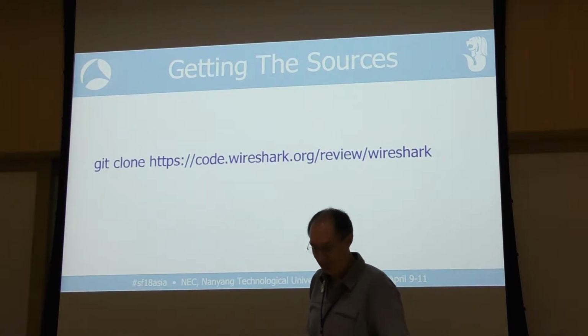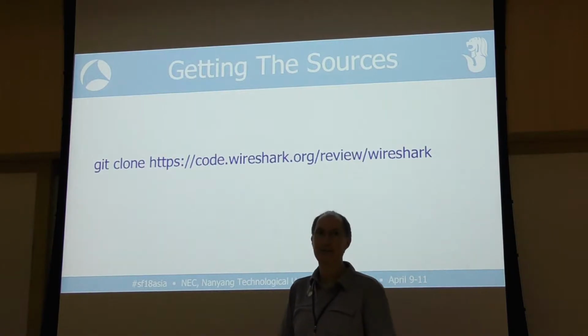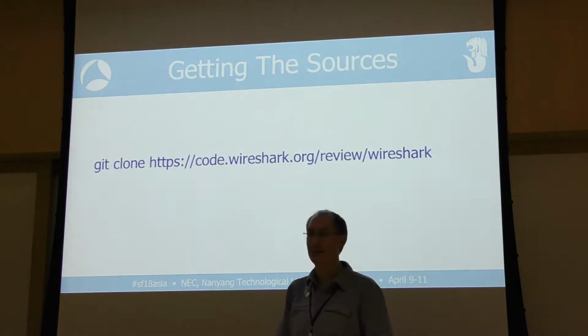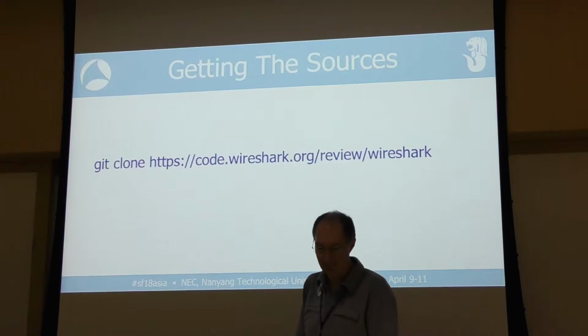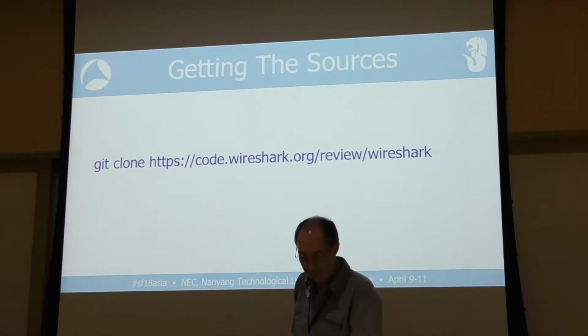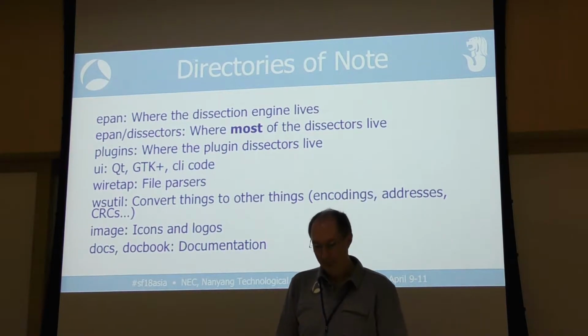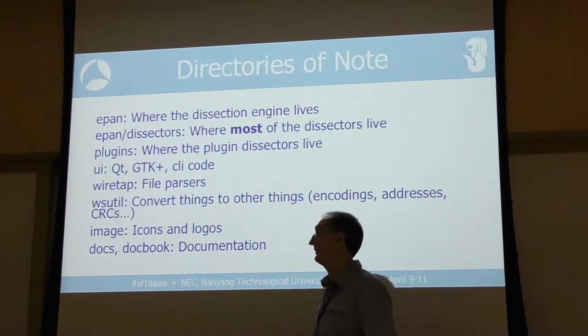To get the Wireshark sources, you can download a source tarball, but we really strongly recommend that you use Git, and this is the standard URL you use to fetch the Wireshark source code. You can also fetch from a mirror that we have on GitHub, and I don't know if anybody does that or not, but I think most people just use our source code repository URL. Once you've checked out the source code, there are a whole bunch of files and directories in the top level directory.